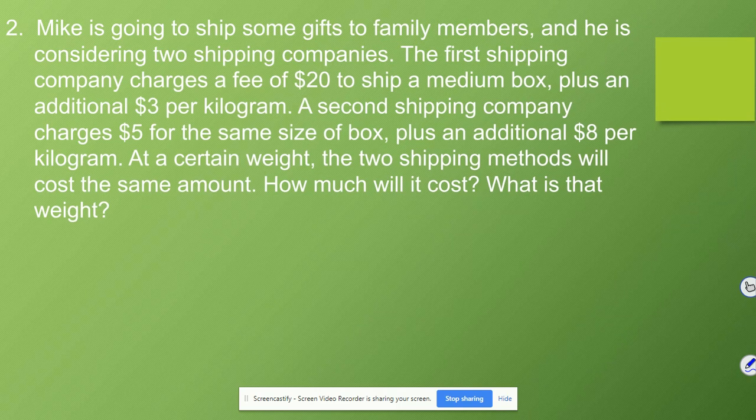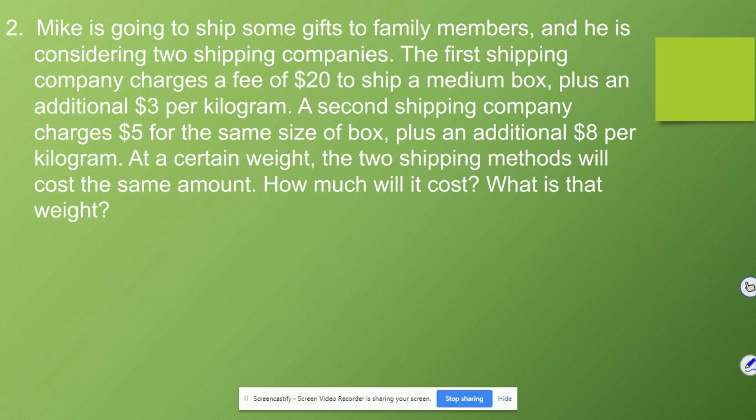Number 2, Mike is going to ship some gifts to family members, and he is considering two shipping companies. The first shipping company charges a fee of $20 to ship a medium box, plus an additional $3 per kilogram. A second shipping company charges $5 for the same size box, plus an additional $8 per kilogram. At a certain weight, the two shipping methods will cost the same amount. How much will it cost, and what is the weight?